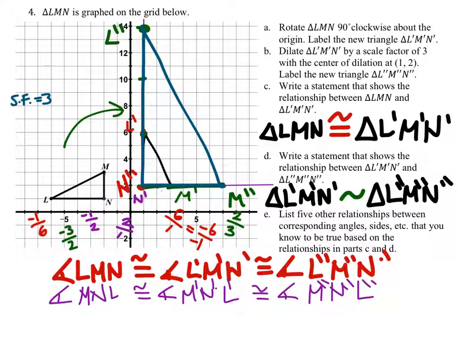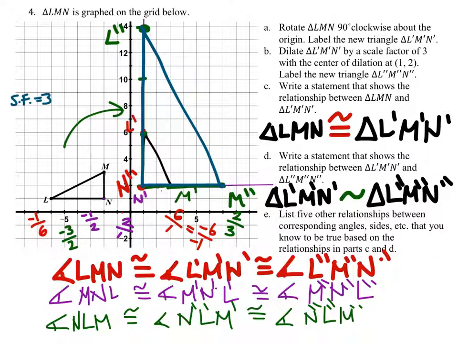There's another set, which we love, right? It's very nice. And then we got another one. Alright, that'll do it. We could make some statements on the corresponding side lengths, but only for congruency between triangle LMN and triangle L prime M prime N prime. Bam.